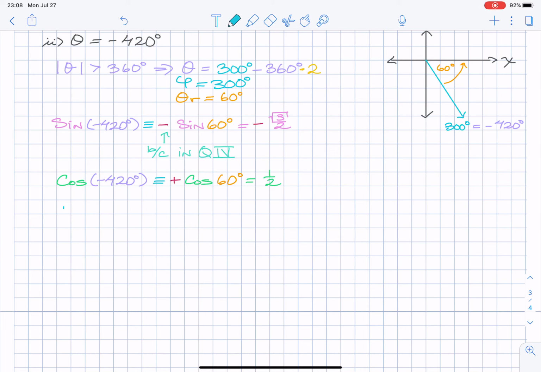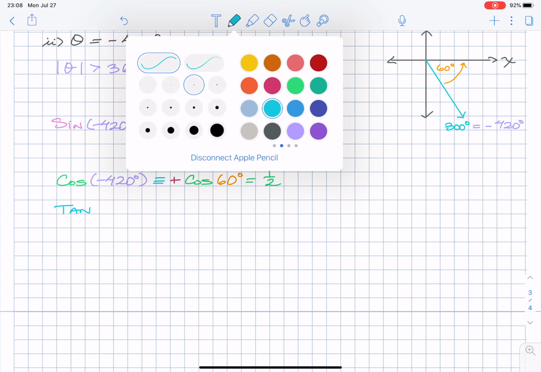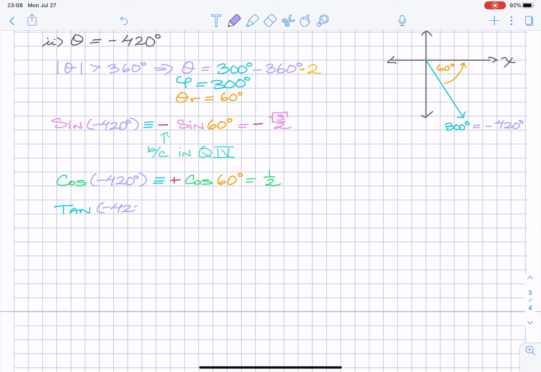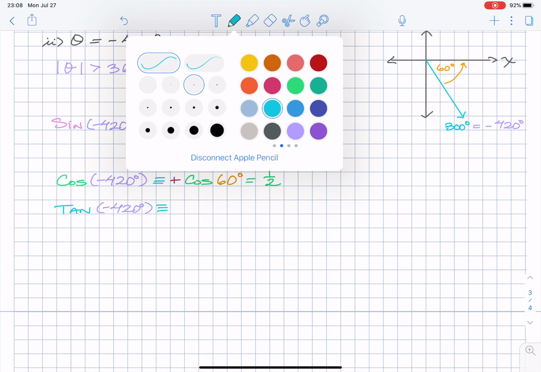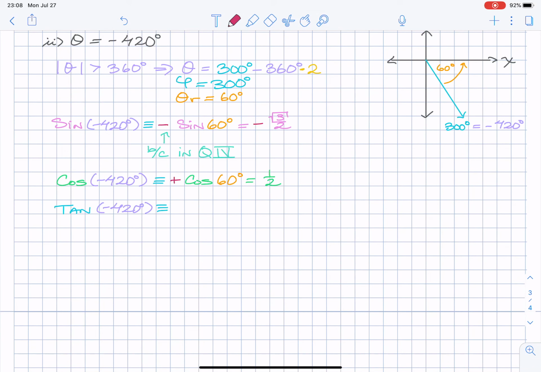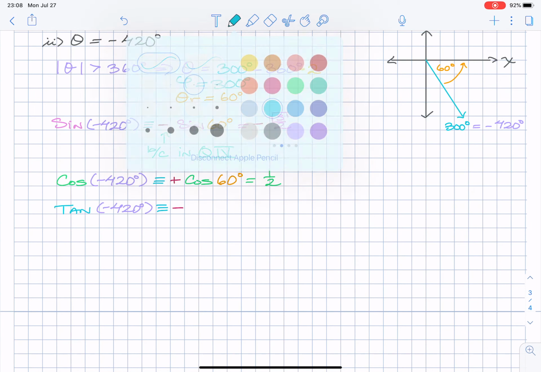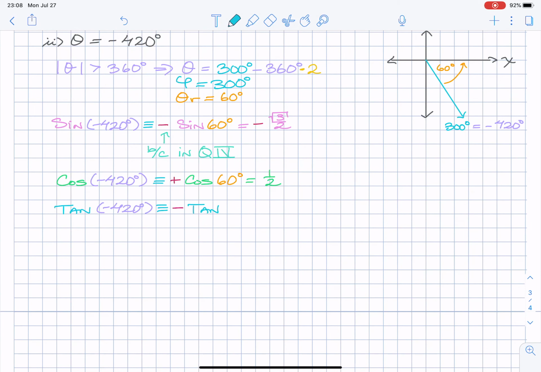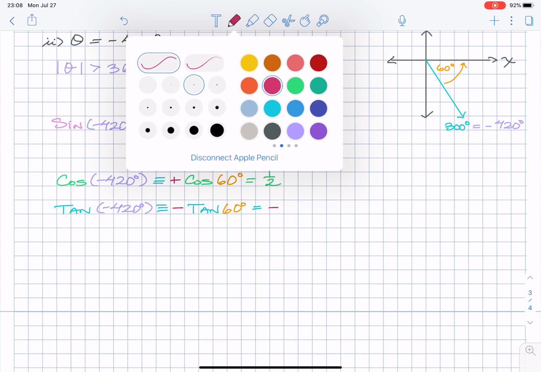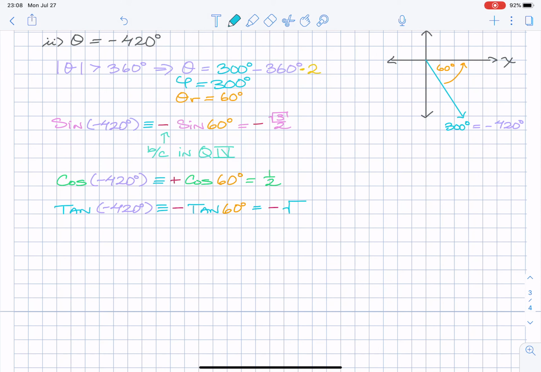Tangent, however, of negative 420 is just the quotient of the two above. So this should be equivalent to, well, a negative divided by a positive is a negative. So this will be equivalent to negative tangent of 60 degrees. So what does that give us? That'll give us negative root 3, because the 2's reduce. Okay. Let's do one more for good measure.